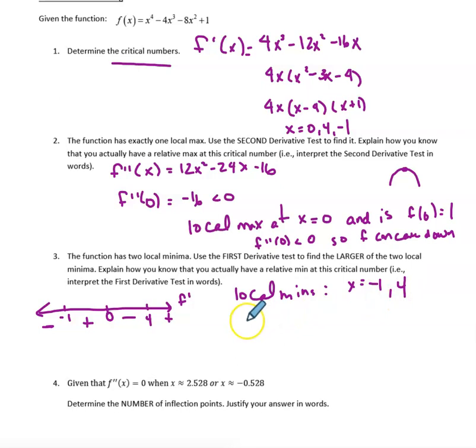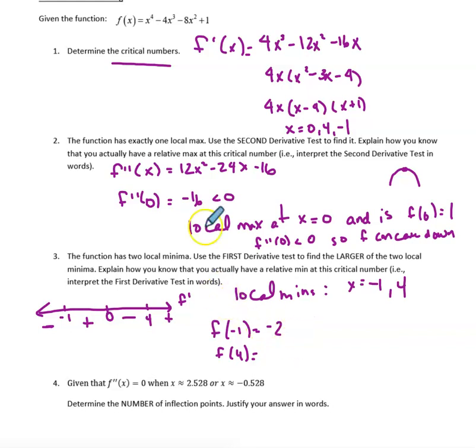So in order to find out which one is larger, I actually have to go back and plug them both up into here. So I need to find f of -1. And when I do that, I'm going to get 1, plus 4, which is 5, minus 8 is -3, plus 1 is -2. My other local min is f of 4, and I have to plug that in, and I'm actually going to take a minute to do my computations and hit pause.